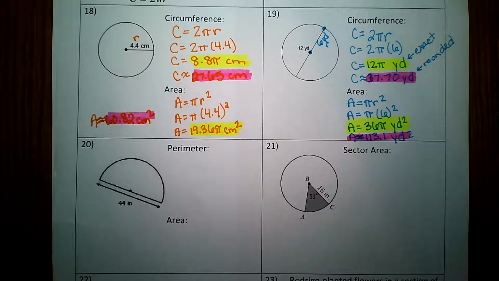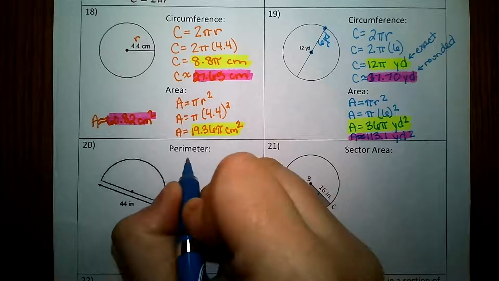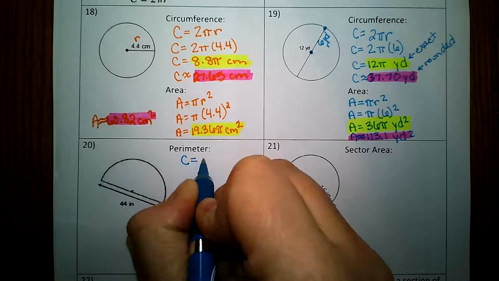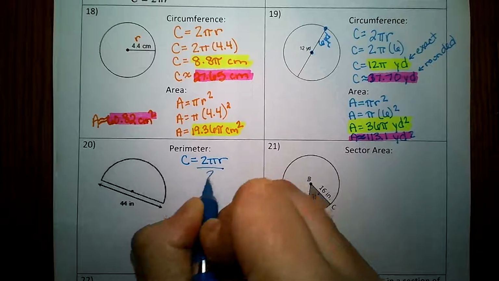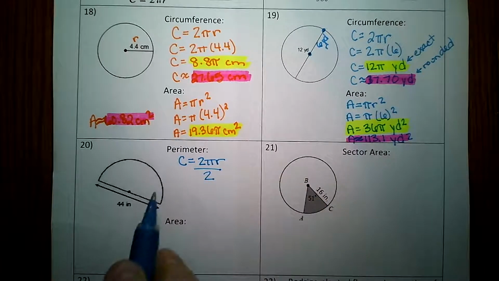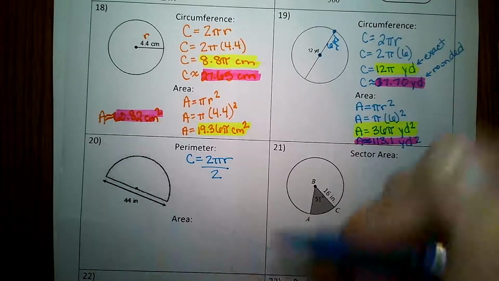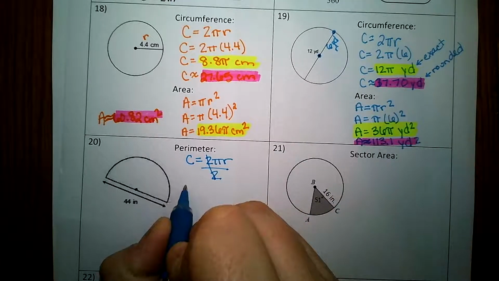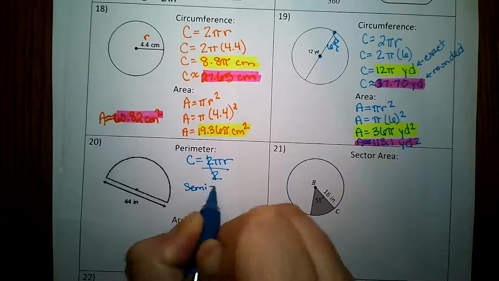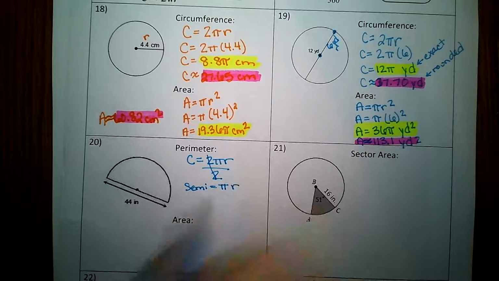Here, if I'm looking at half the circle, I'd want to take the circumference formula and cut it in half, because I'm only using half of the circle instead of the whole circle. So for a semicircle, we're going to be taking just pi times the radius.